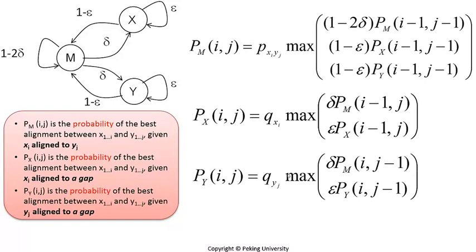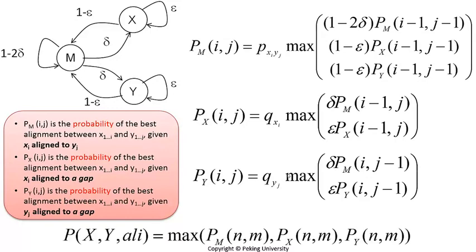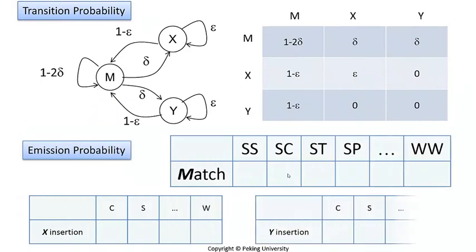Thus, we can define the recursive function at each step based on the state diagram. The final alignment can also be recovered by the backtracking method in dynamic programming. Let's summarize. In this unit, we have introduced the hidden Markov model and used it to solve the sequence alignment problem with a fine gap penalty.